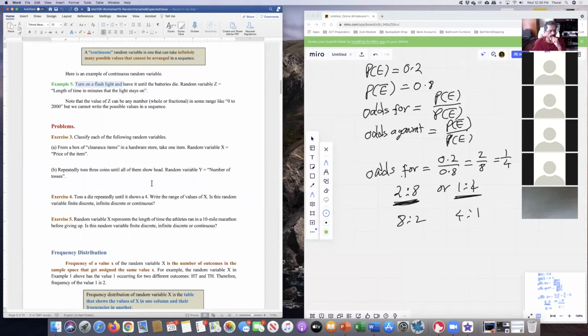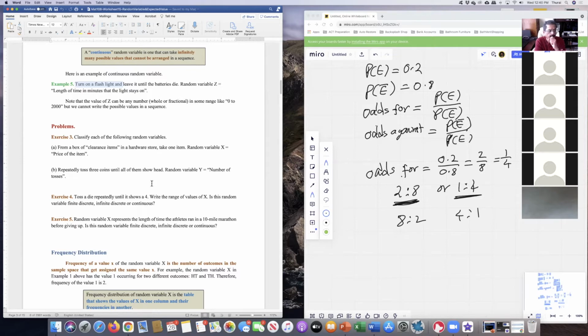The first one is from a box of clearance items in a hardware store. You're taking one item. A random variable X represents price of the item. So from a clearance item box, you take one item and read the price. And that price is your value of the random variable. The experiment is taking one item from the clearance box. So the numbers are prices of the item. So what is the classification of this random variable? Is continuous.